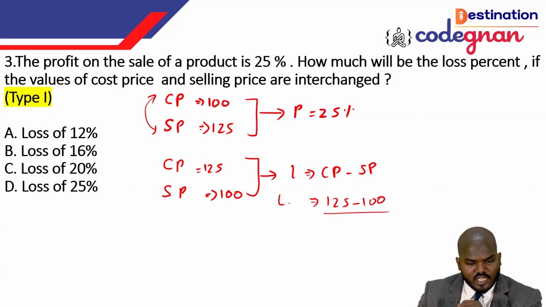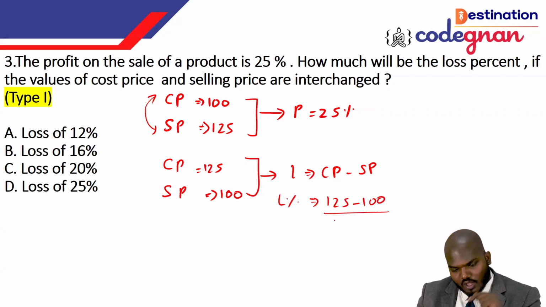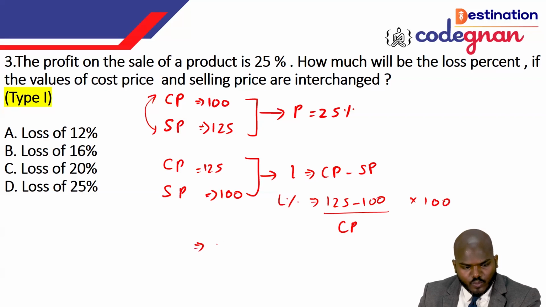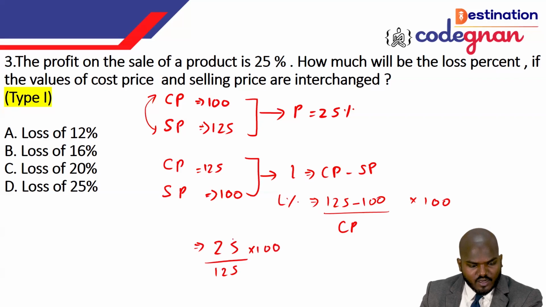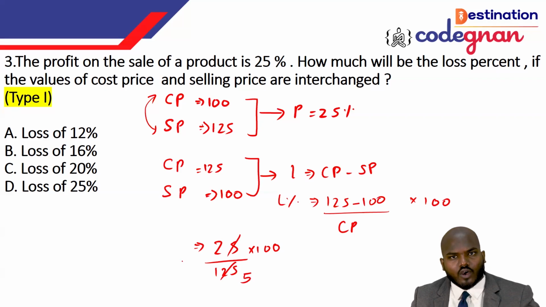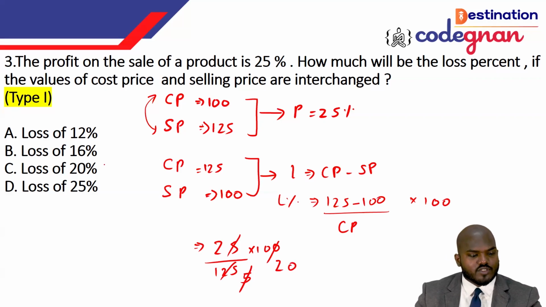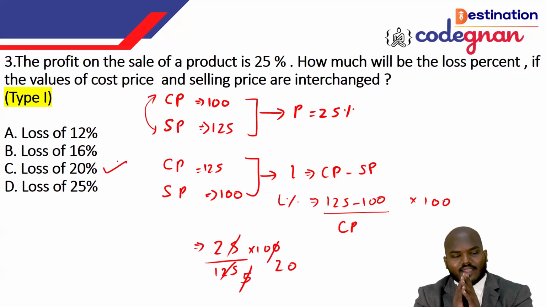So the loss percentage formula is loss by cost price times 100. That will come as 25 by 125 times 100. Cancelling this, it gives 25 times 5 over 125, and again cancelling with respect to the 5, you get 20. So the loss of 20 percent, that's option C, is the correct answer.